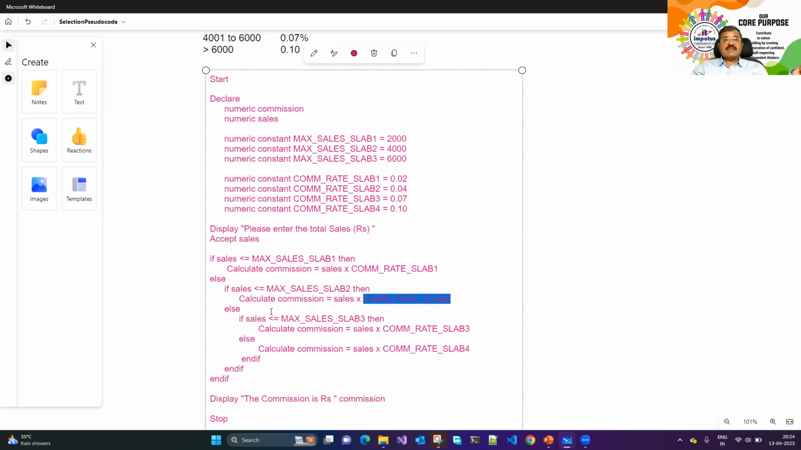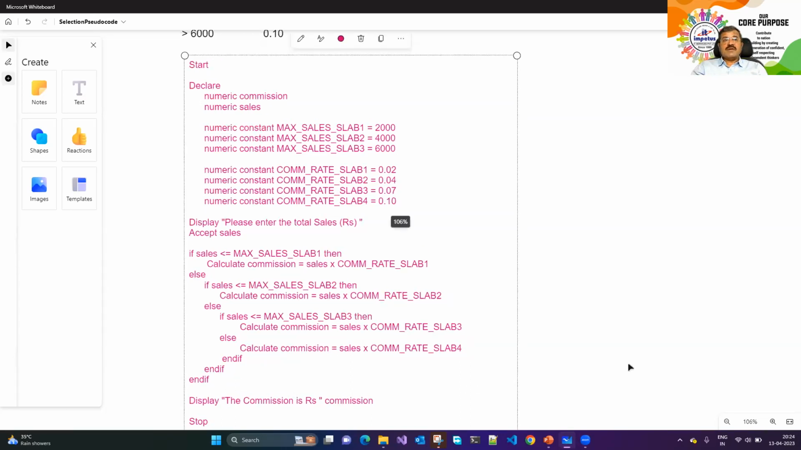Otherwise, I'll check. If it is 5,000, then 5,000 less than or equal to 4,000 is also false. But is 5,000 less than or equal to 6,000? Yes. Then I'll pay him at the rate of 7%. And suppose the sales were like 9,000. Is sales less than or equal to 6,000? No. Then I'll pay him at the rate of 10%. And then we come out and we display the commission. So that's how it has been solved.